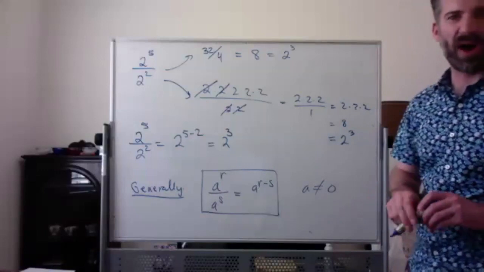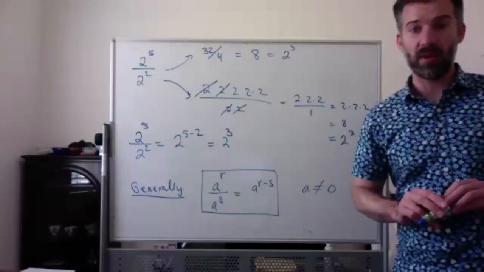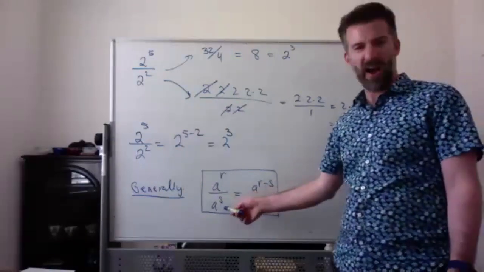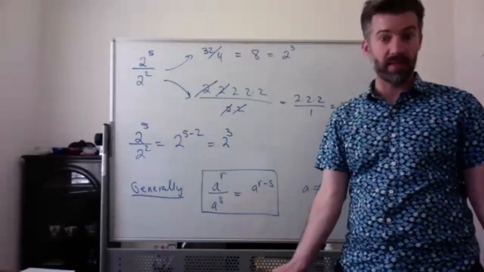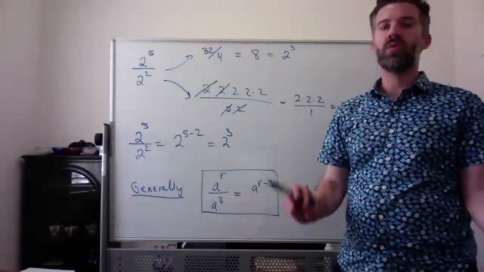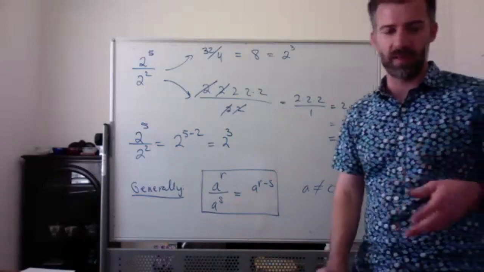And here it's a little more obvious why 0 might be a problem. If you had 0 to a power in the denominator, you'd be dividing by 0, which would be undefined. So usually we don't think about our base as being 0.